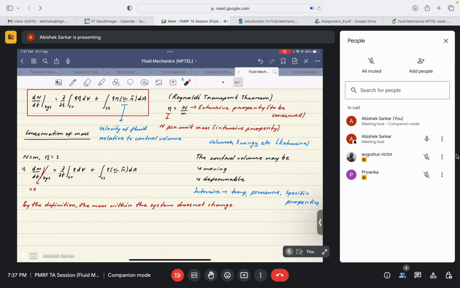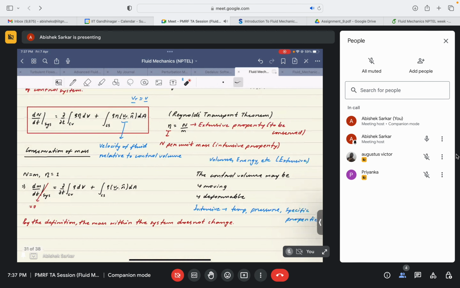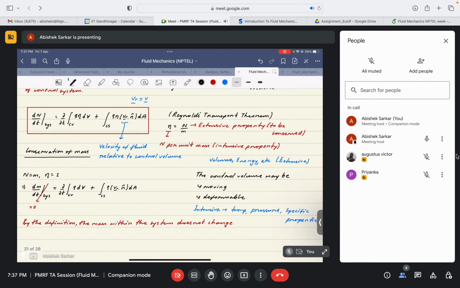So here in this equation, say I name it equation 1 or equation star, because it's very essential. From equation star, if I replace capital N by M, where M denotes the mass, then what would eta be? M by M, that will be equal to 1, right?